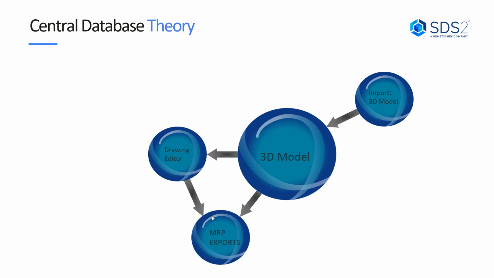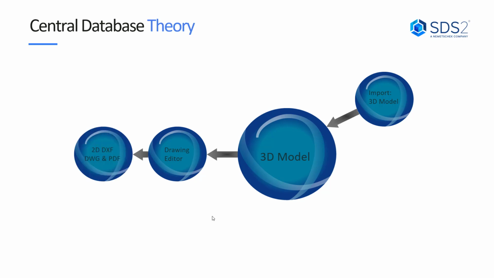You also have the option to generate either from the model or Drawing Editor your MRP export types. So you can generate files such as KISS files, XML files, or if you were wanting to export into another software like FabSuite or FabTrol, MRP exports is where you'd want to do that. From Drawing Editor, you can generate your 2D drawings such as DXF, DWG, or your PDF type files.